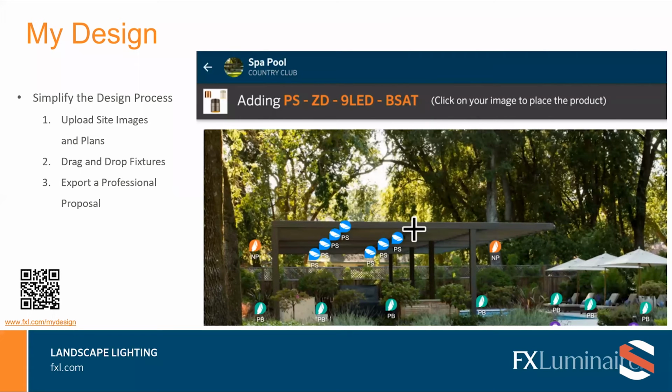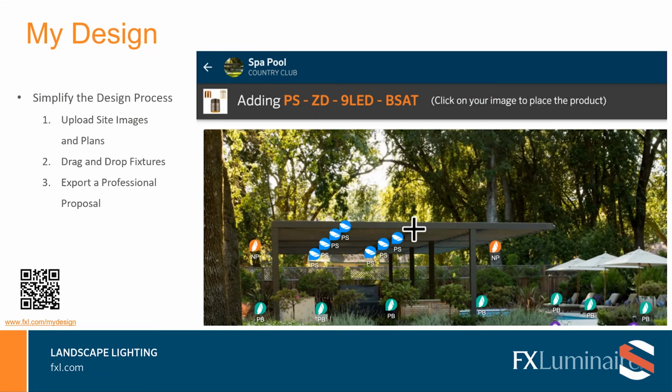And so here, you can call it the spa pool at the country club. You're adding PS fixtures, the PS along the top. You'll say, hey, I want to do 1, 2, 3, 4, 5, 6, 7, 8 of them. You click 8 of them on there. That will go to a list.